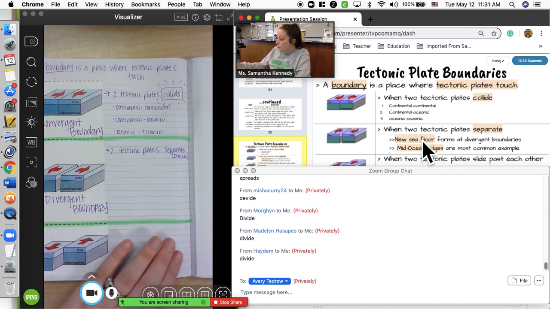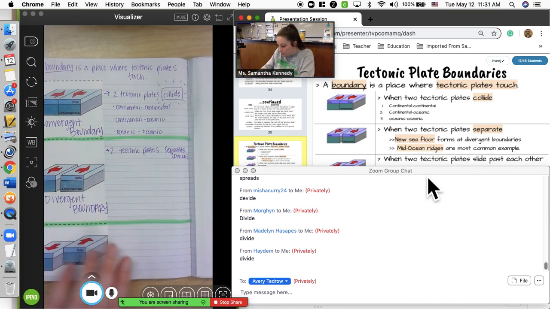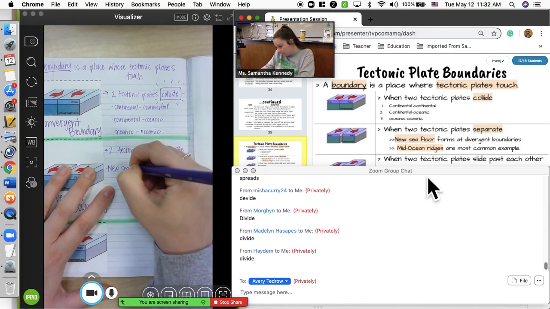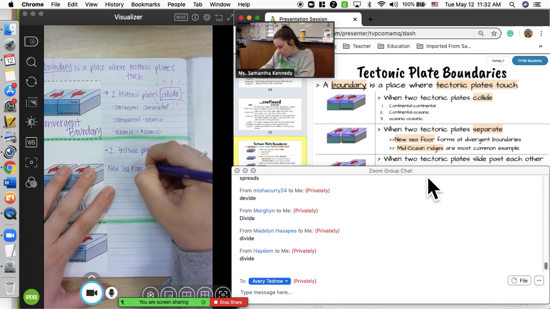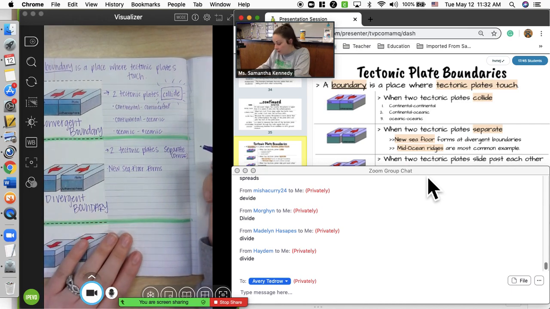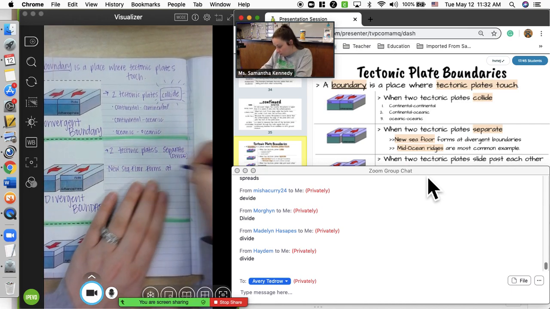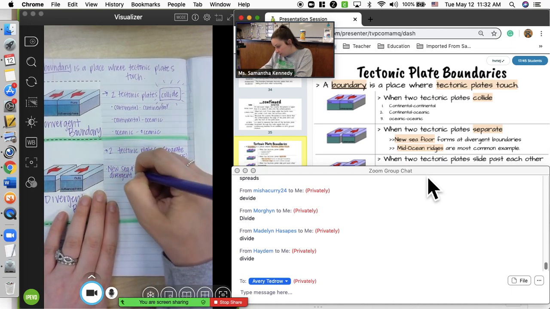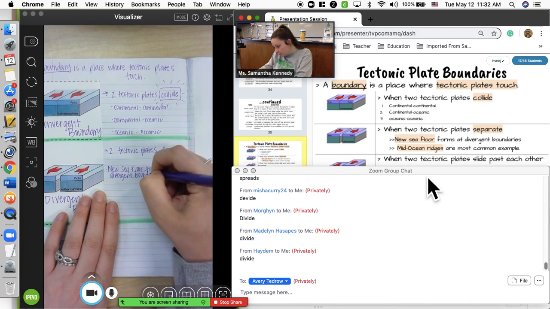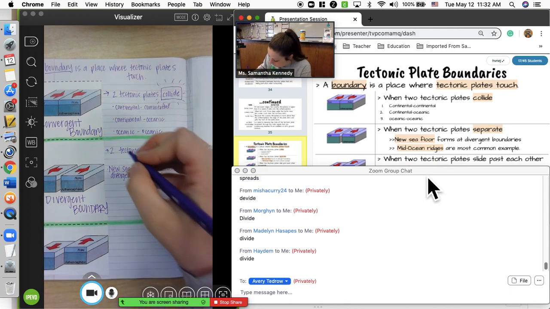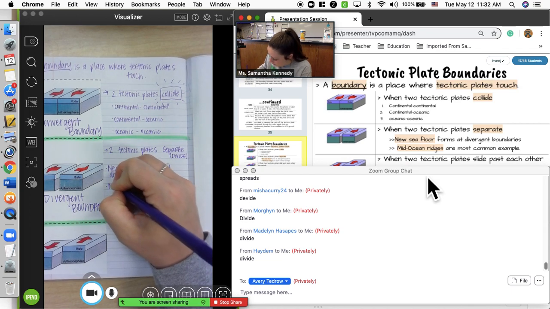Okay? We know that new seafloor forms at divergent boundaries. And mid-ocean ridges are the most common example. And we have already talked about those.